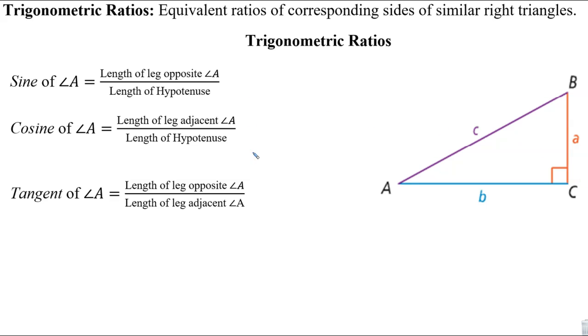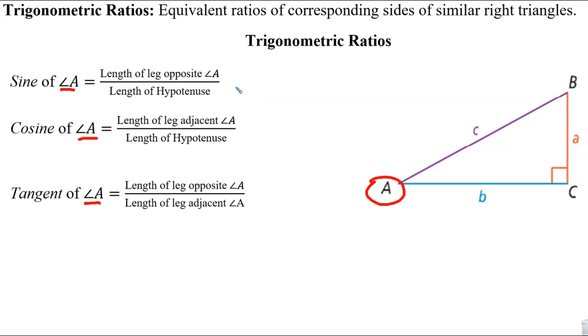Okay, we have three trig ratios, sine, cosine, and tangent. And for each of these definitions here, we're referring to angle A. And the way we talk about our triangle is going to be determined by which angle we're looking at. Okay, for angle A, I'd say that little a is the opposite side, B is the adjacent side, and C across from the right angle is the hypotenuse.